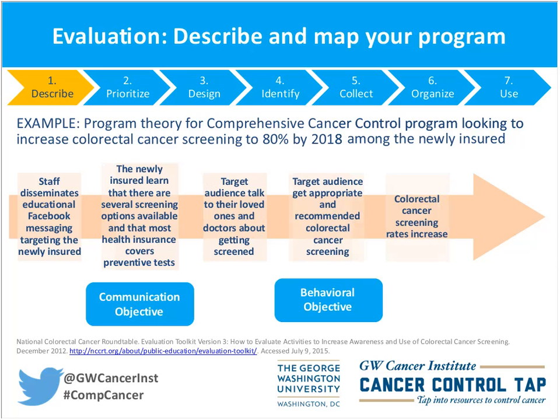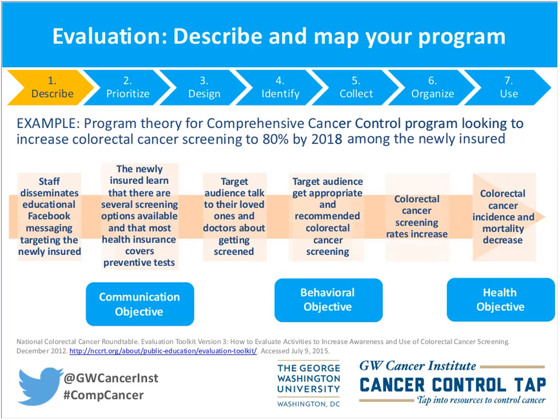Then, in theory, the colorectal cancer screening rates increase in your region. Finally, the hope is that colorectal cancer incidence and mortality decrease in your region as well. This is also called the health objective, or the goal for changes in the audience's health status as a result of your communication campaign. As you can see, laying out your program theory really helps you think through the purpose and necessary activities of your social media campaign.